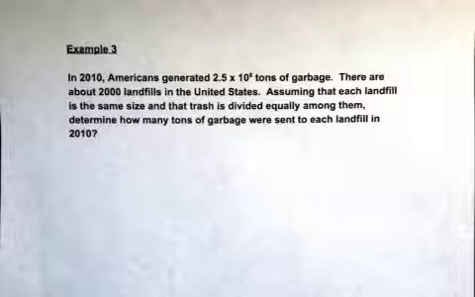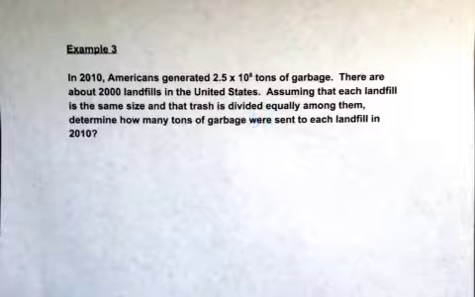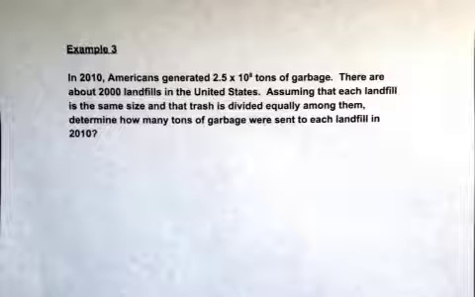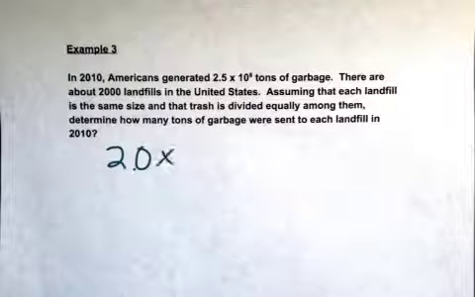Assuming that each landfill is the same size and that the trash is divided equally among them, determine how many tons of garbage would be sent to each landfill. So again, the big clue here is the word divided, and basically we're taking all of this garbage and dividing it up into this many landfills. So let's quickly write 2,000 in scientific notation. That's 2.0 times 10 to the third.